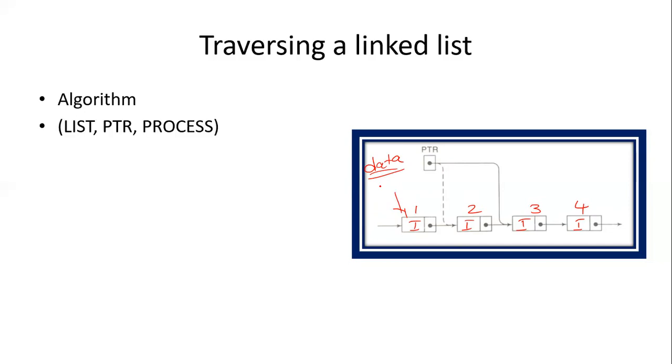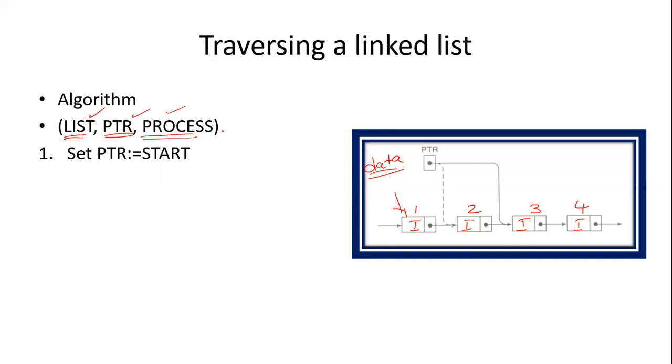For doing the traversing operation, we follow one simple algorithm. The algorithm is basically a function of LIST, PTR, and PROCESS. LIST means the linked list that we are going to give. PTR is the pointer pointing to the linked list. And PROCESS can be anything. Any process could be applied, as I discussed earlier.